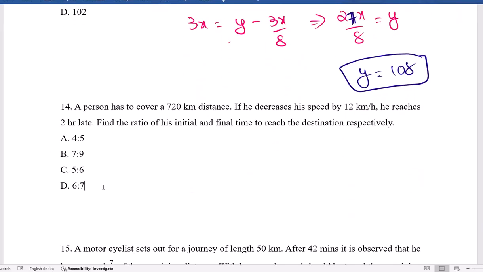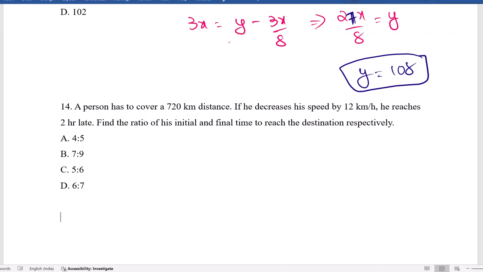And this question here is related to time and distance. A person has to cover a 720-kilometer distance. If he decreases his speed by 12 kilometer per hour, he reaches 2 hours late, right? So he's going with certain speed. Now he decreases the speed by 12, then he'll go 12 kilometer per hour slower, 2 hours late.